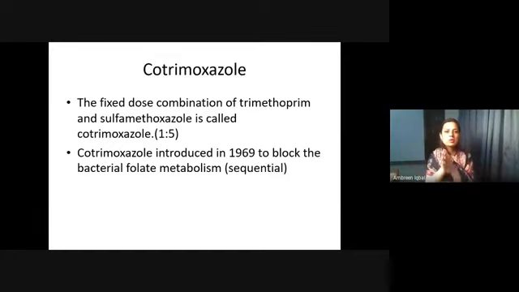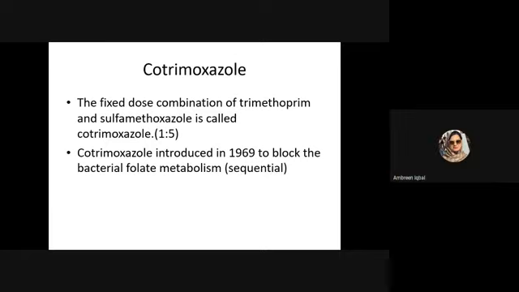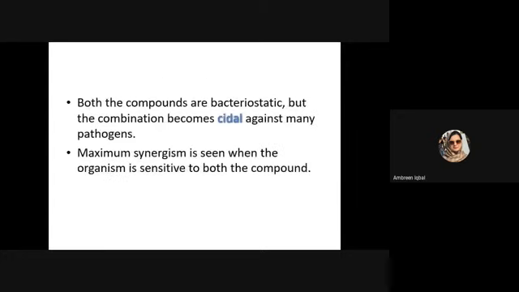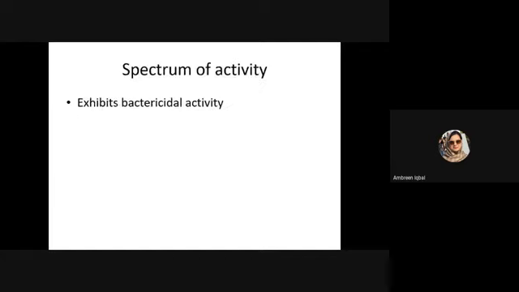Now we are going to discuss the combination of the sulfonamide and trimethoprim. The fixed-dose combination of trimethoprim and sulfamethoxazole is called cotrimoxazole, in a ratio of 1 to 5. It was introduced in 1969 to block folate metabolism in a sequential manner, and we want to get bactericidal effects. Both compounds are bacteriostatic, but the combination becomes cidal against many pathogens. Maximum synergism is seen when the organism is sensitive to both compounds.